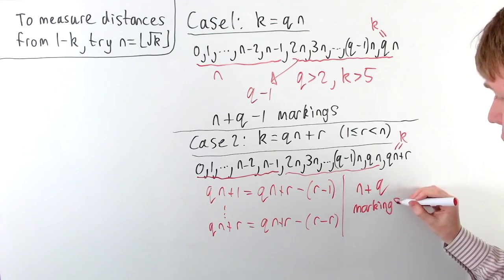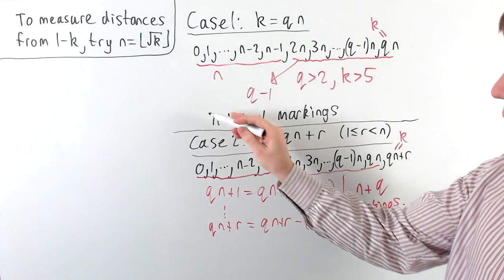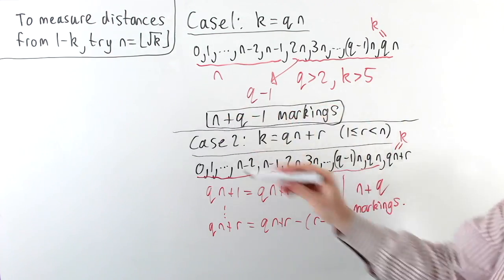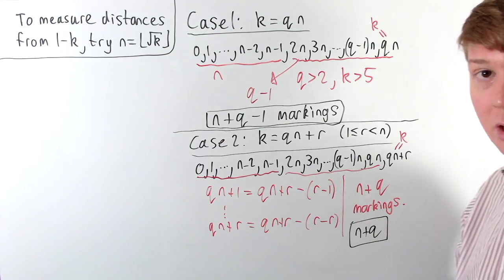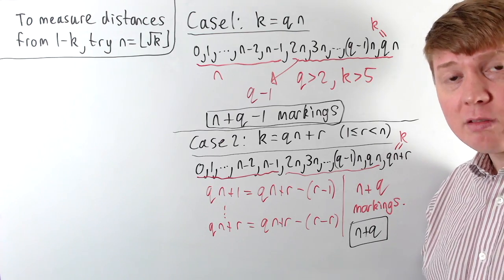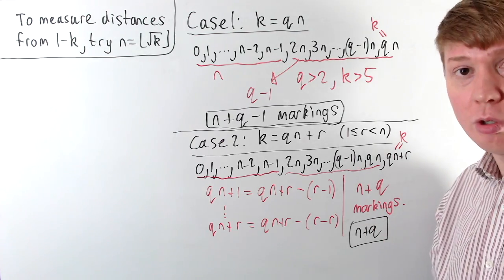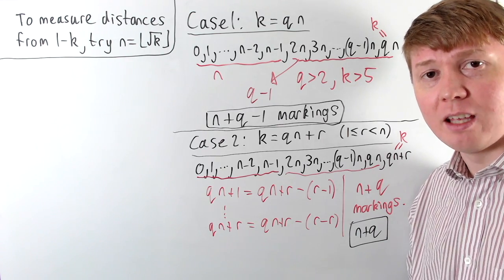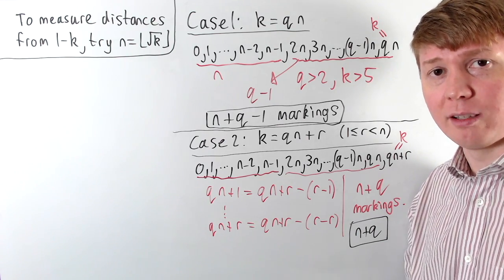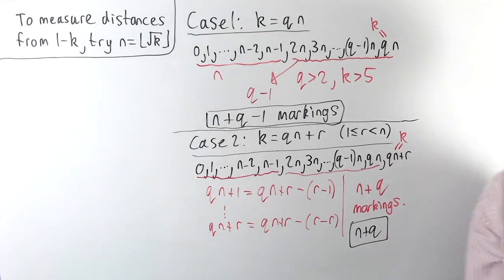So we can see in either of these cases, first of all, we had n plus q minus 1 markings, but then in the second case, it's only actually one more, so we can do this with n plus q. So this gives us an upper bound now, n plus q. We can always measure any distance between 1 and k using n plus q markings, following this method.